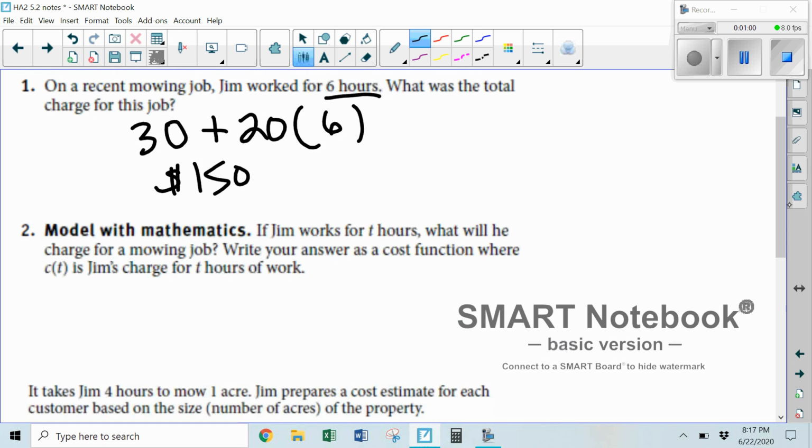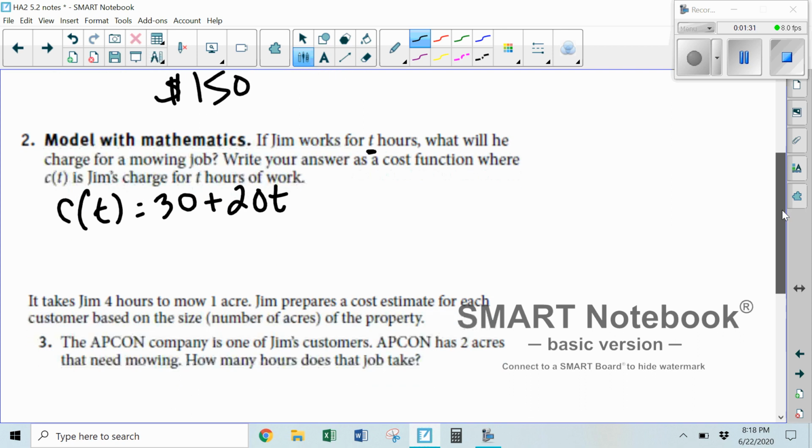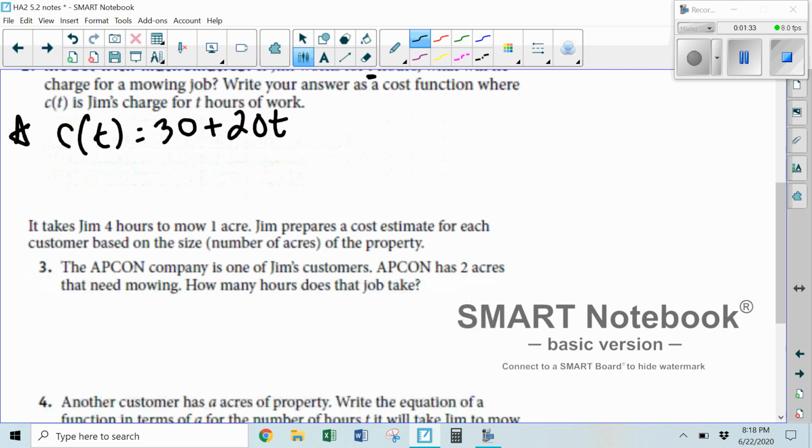Number 2, if Jim works for T hours, so it's not a specific number, it's just T this time, what will he charge for the mowing job? Write your answer as a cost function, where C of T is Jim's charge for T hours of work. So instead of plugging in 6, we don't know how many hours, it's just T hours. So that's $30 one time plus 20 per hour. T is used because it's per hour. This is going to be a really important function today, C of T. Make sure you understand that means you put in the hours and you get out the cost total.